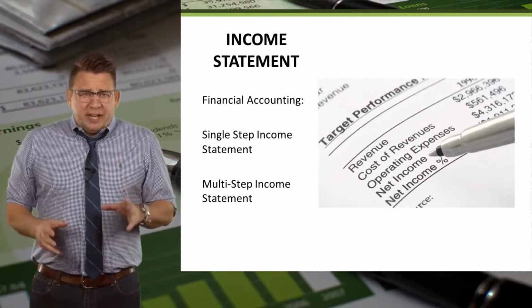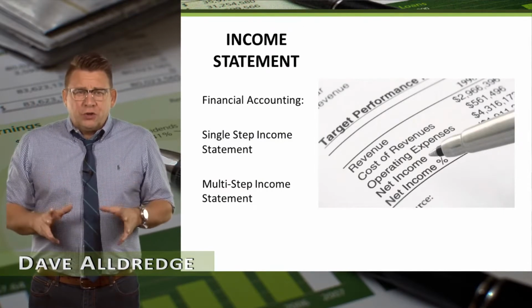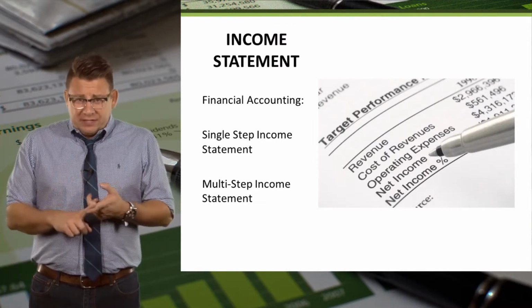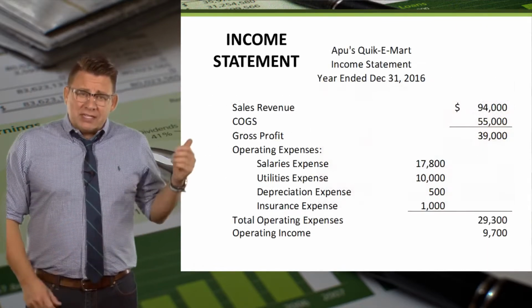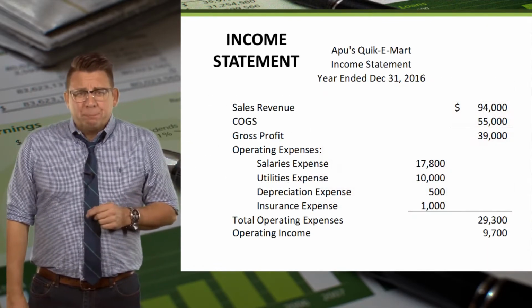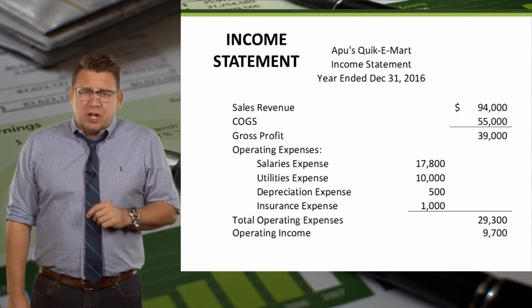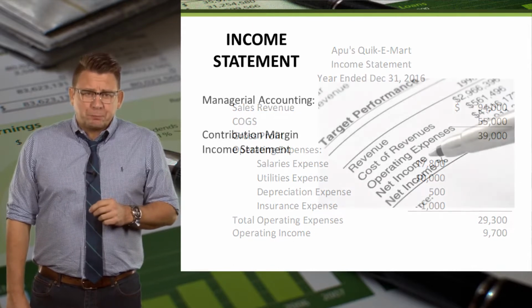You learned in financial accounting about the income statement. There are two approved ways of reporting income to external users, the single-step format and the multi-step format. Here is an example of the multi-step format. Note the operating income of $9,700. We will refer to that again at the end of this video.